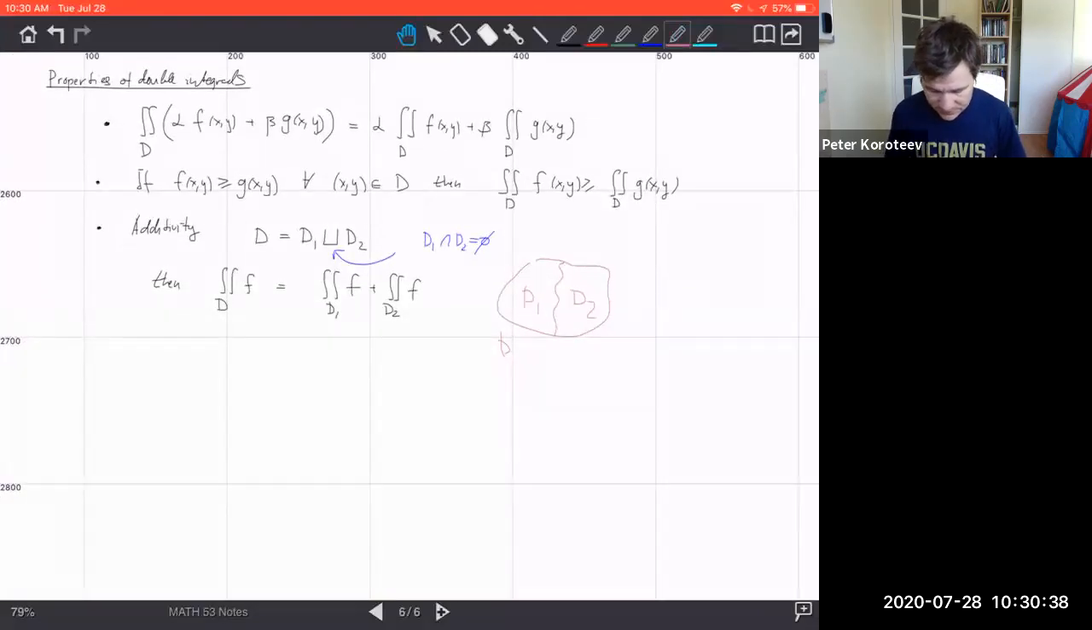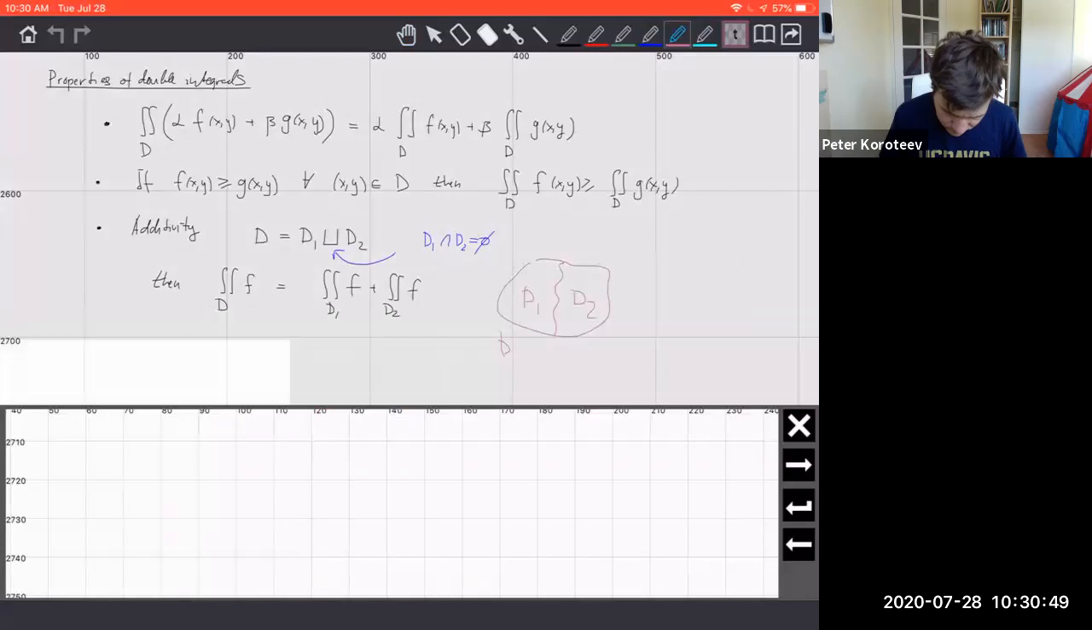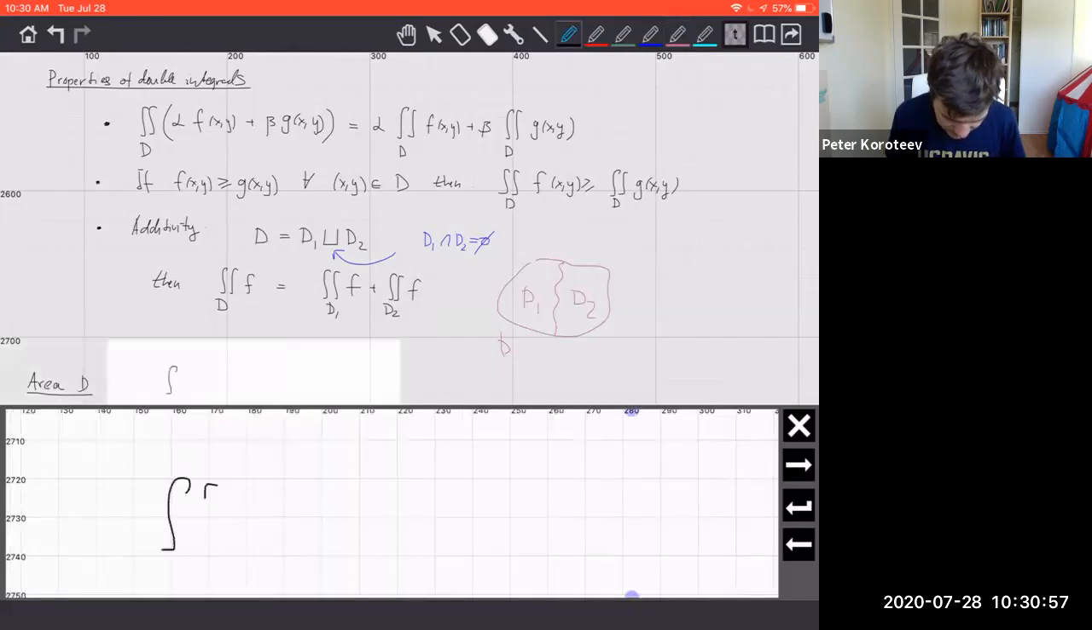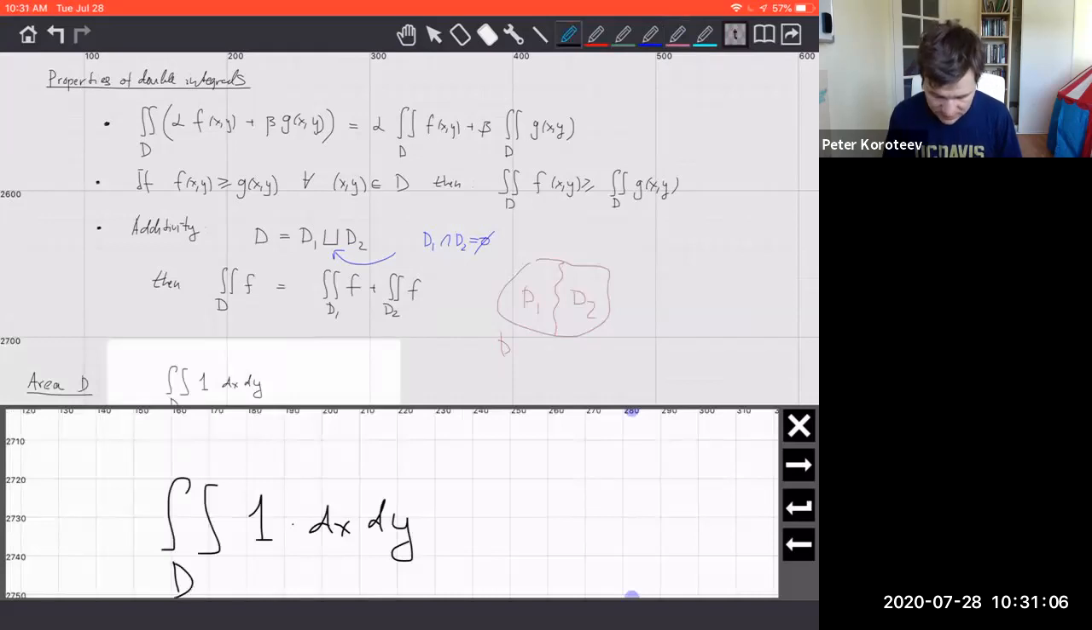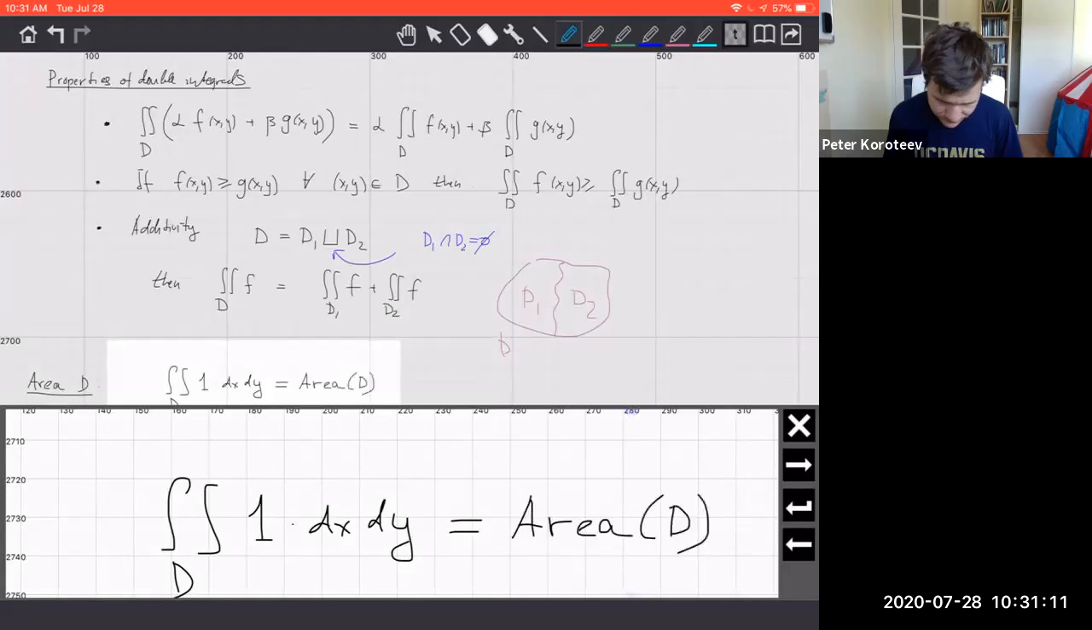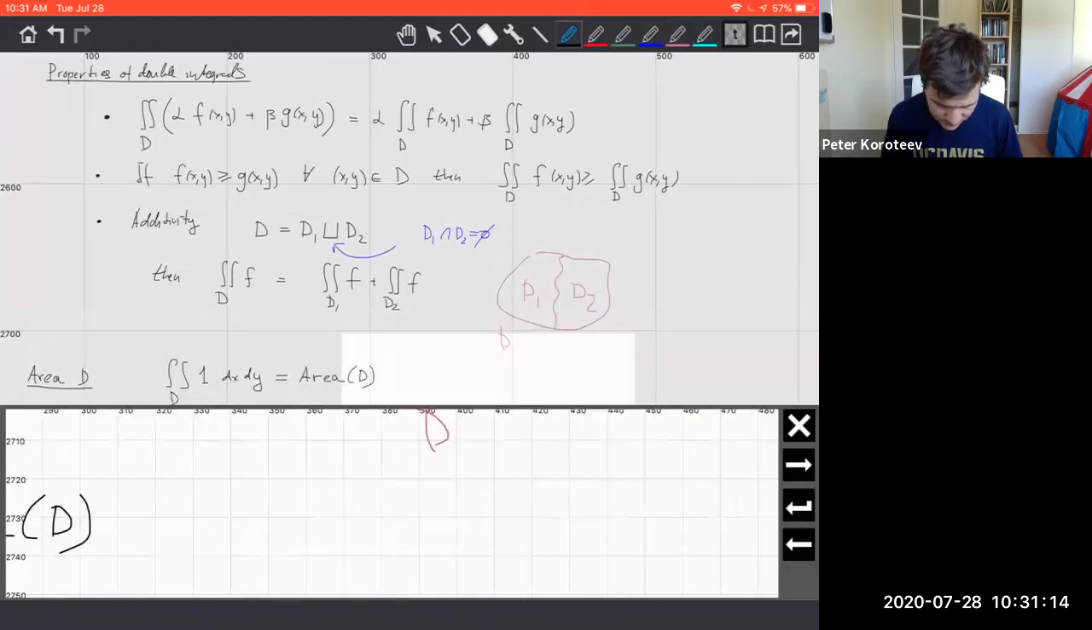If you know that it's easier for you to integrate over, say, one region and then integrate over the other, you do that and then you add the answers together. Then the area of the region D can be computed by integrating one, the identity function, over D. So that will give you the area. Yeah, so that's an explicit way to calculate that.